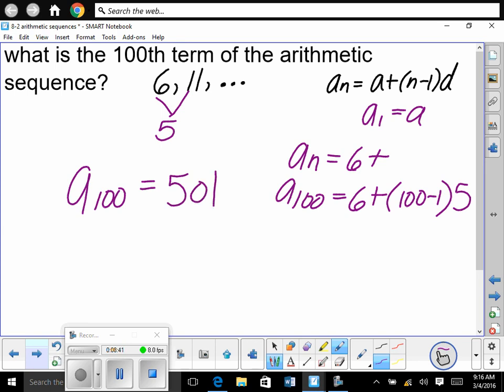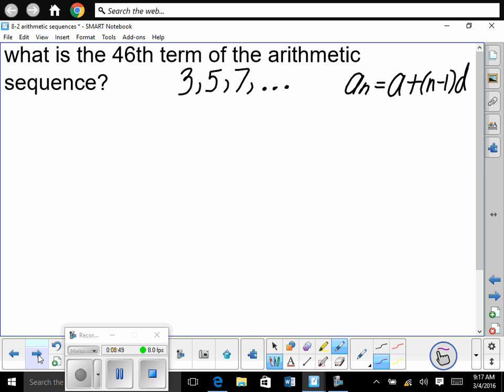So we wouldn't want to have to sit and add 5 100 times, would we? Do you get what I'm saying? Yep. Okay. Sweet. Okay, let's do this one, then I'll just let you work. It's that straightforward. It's not hard.